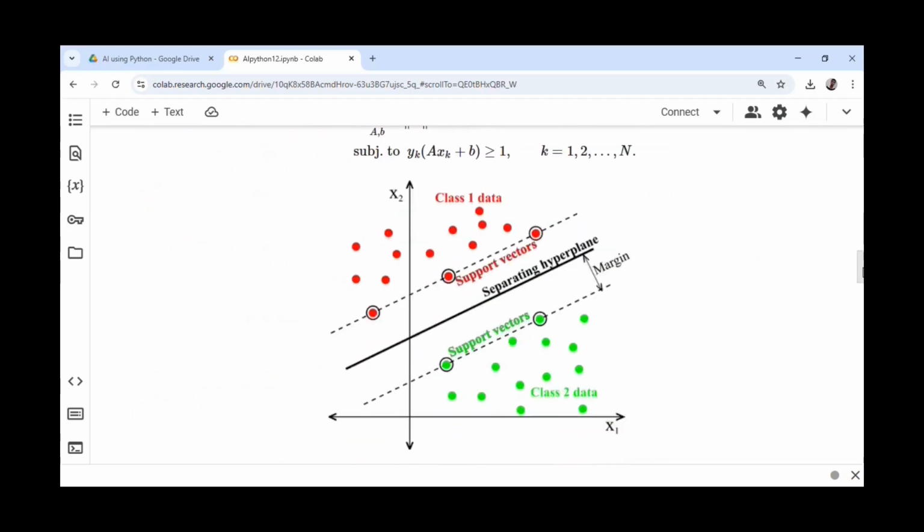For example, in this figure, where we have two classes of data denoted by red color and green color, the data is linearly separable because we can find a separating hyperplane as shown here, and also these two marginal hyperplanes which are denoted by dotted lines. Now, the margin is defined as the minimum distance from the separating hyperplane to the marginal hyperplane, and the data points which are on the marginal hyperplane are called support vectors.